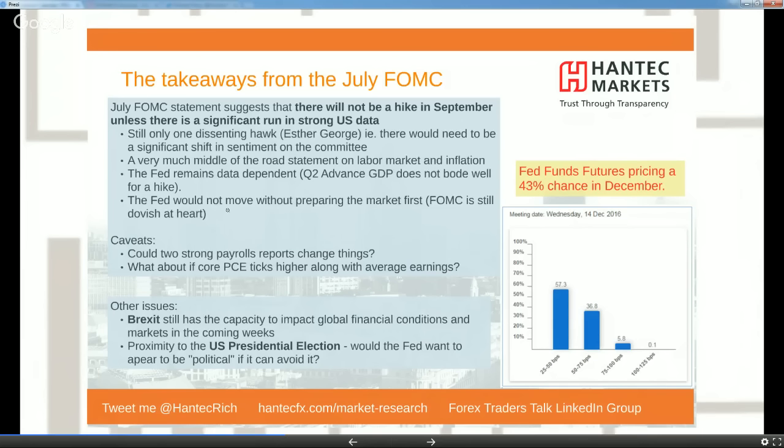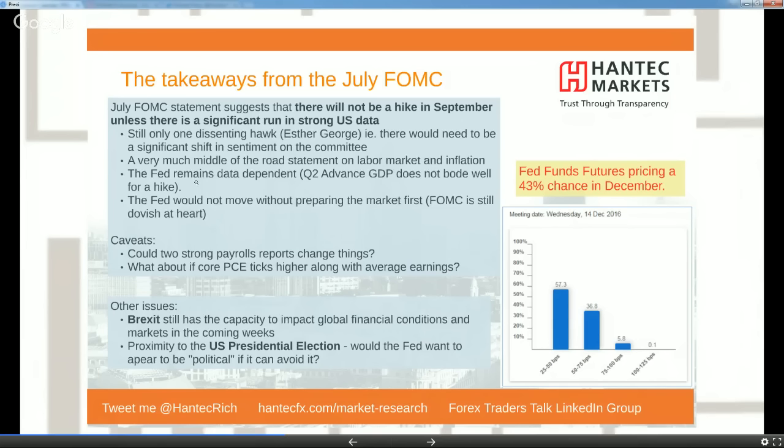You've had Q2 advanced GDP was negative, and also since Friday, we've also had the ISM manufacturing data come in pretty disappointingly as well. Not a great deal there. The core PCE also didn't pick up. But I suppose the caveat would be what would bring about a change in the market sentiment.